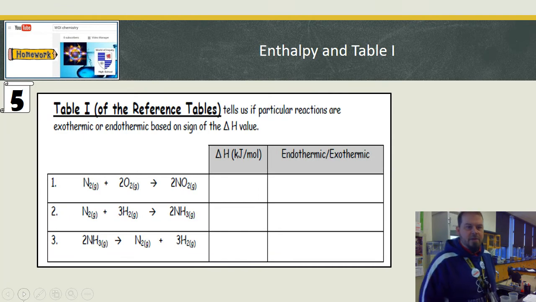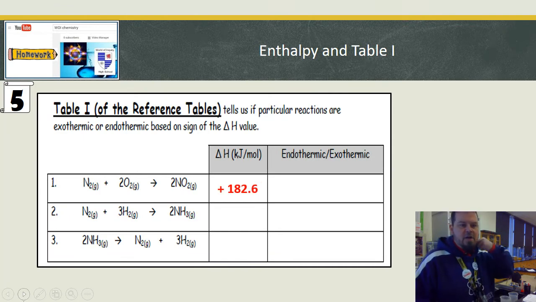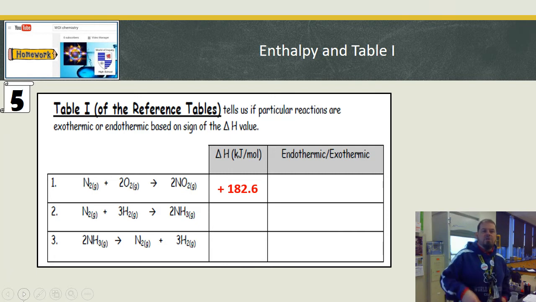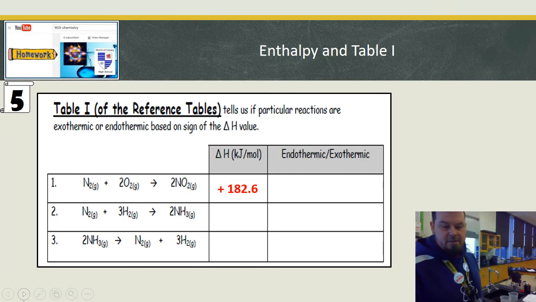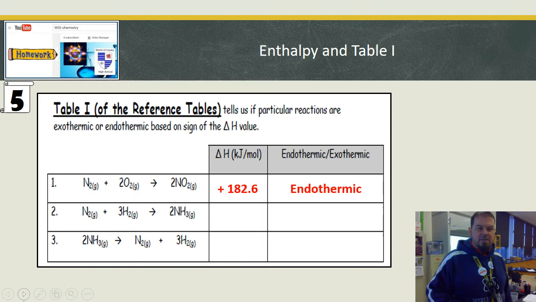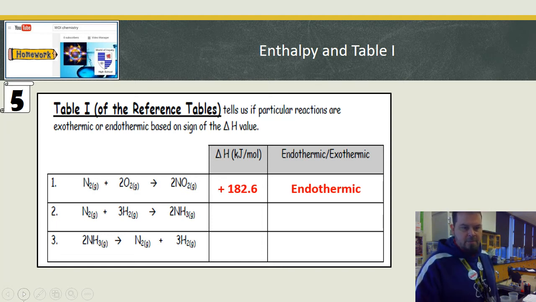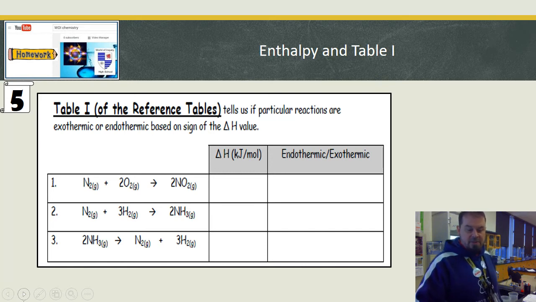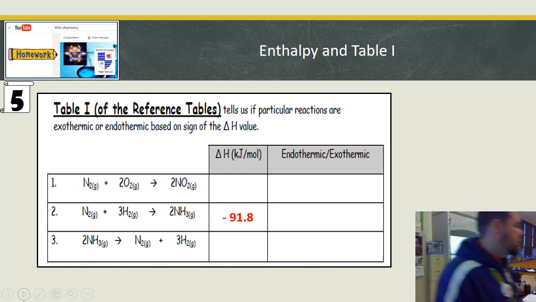And then we have a little bit of stuff. Let's see if it's animated. Oh, good, it is. So if I look this up, N2 plus 2O2, right? It's endothermic because it's positive, and I believe this is reading it straight up. Next one, I look up in the reference table. This is Table I, by the way. I mean, I can grab one, show you guys what I'm talking about.